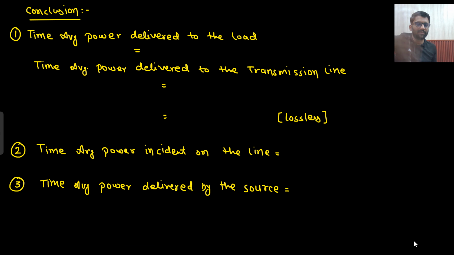So let's write down the summary first. A simple summary we are going to write down. What is the time average power delivered to the load, or it can be called the time average power delivered to the transmission line? That was equal to, directly I can write, 1 minus gamma L square into PA.